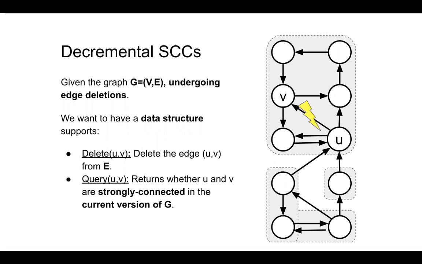So for example, initially we know that U and V are strongly connected, and now I might remove an edge, but still U and V are on one big cycle. This means if I query, they should still be strongly connected in the current version of the graph. But then an edge deletion might mean that I cannot go from V to U anymore. So the strongly connected components change, and I now know that U and V are no longer strongly connected. Therefore, if I now query the data structure, it should return this answer.